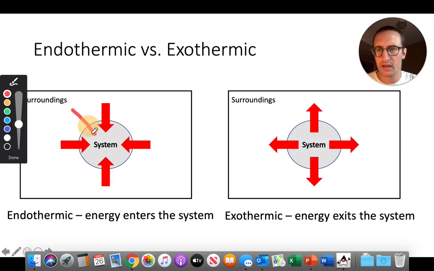Whenever energy is being put into the system, that is an endothermic process. I always remember endo enters. Energy enters the system. And just the opposite, an exothermic process is anytime energy leaves the system. I always remember exo, energy exits. And so, again, these are kind of schematic ways of thinking about the difference between endothermic and exothermic.